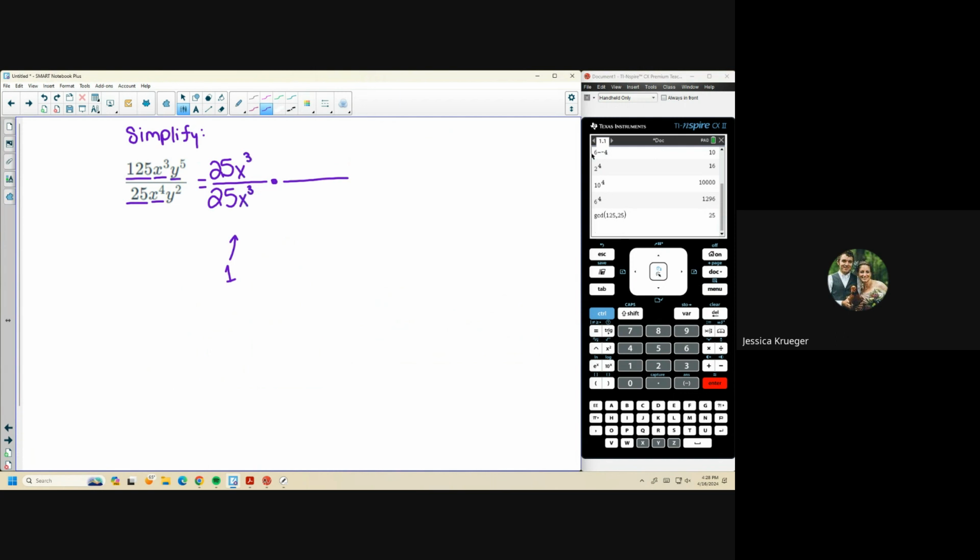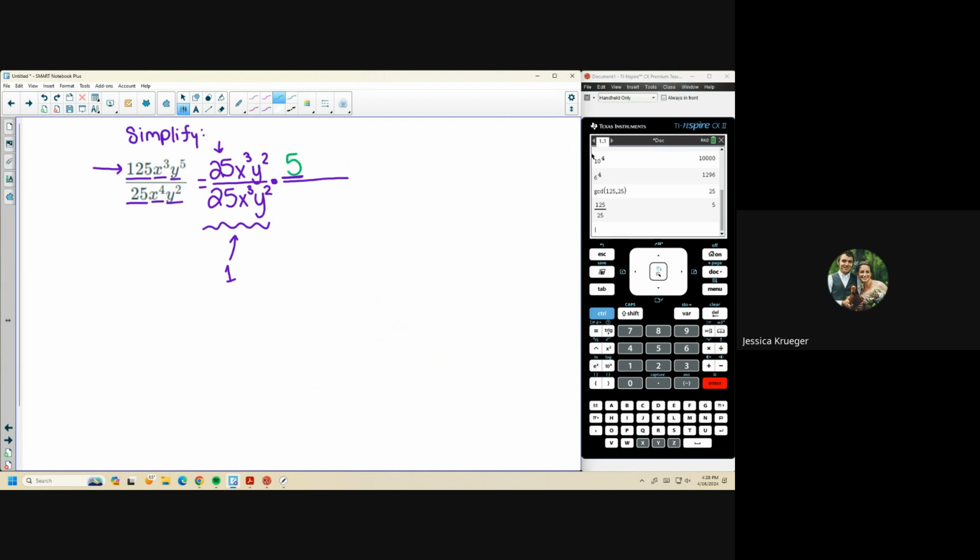And then they both have y's. The largest number they have in common would be y squared. My next step is to figure out what I have to multiply this fraction by to get this numerator. So 25 times what number would give you 125? If you need, you can divide 125 by 25 and you'll see that it's 5.